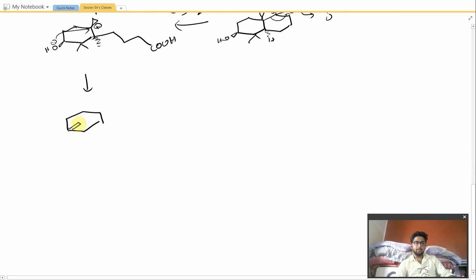So the O would be there above the plane. Then Me would shift down to below the plane. Here would be one H over here, and here is also one H. This is the hydrogen, the methyl groups are there, and this is the compound that is formed.